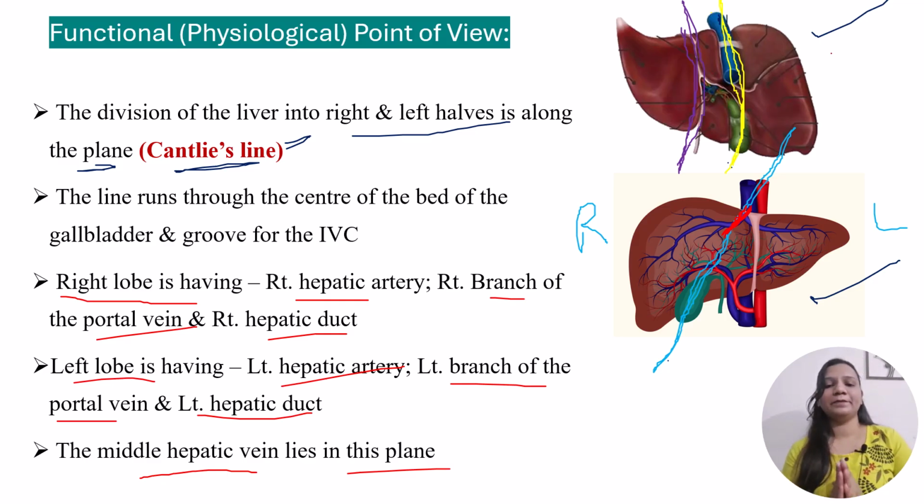Now, based on this Cantlie's line we get the two lobes, the right and the left lobe of the liver. Now again, this right and left lobe are divided into segments, which are called the Couinaud segments, or the Couinaud's classification. Let's understand what is Couinaud's classification.